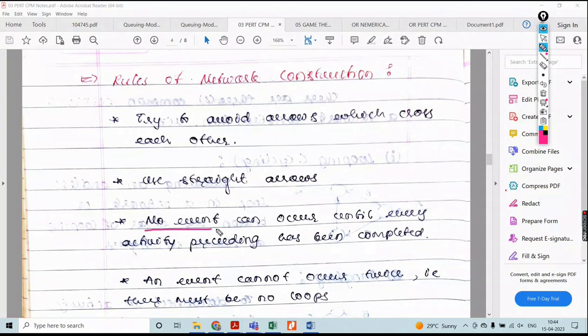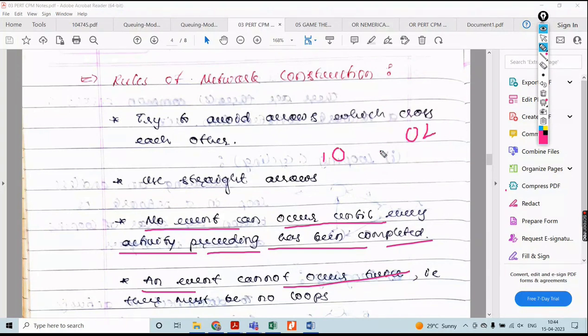Then no event can occur until every activity preceding it has been completed. Until and unless each activity is completed, another activity should not be activated. Okay, according to that, the event has to be constructed. You should follow this one. Then an event cannot occur twice. For example, this is first, this is second. 1 to 2 is present only once, but it will not be produced twice. Not at all possible.